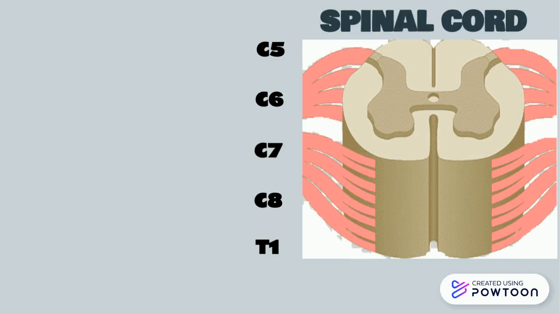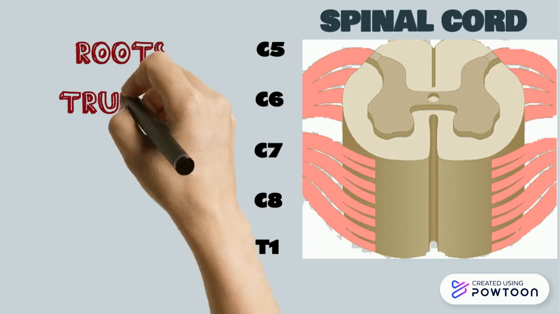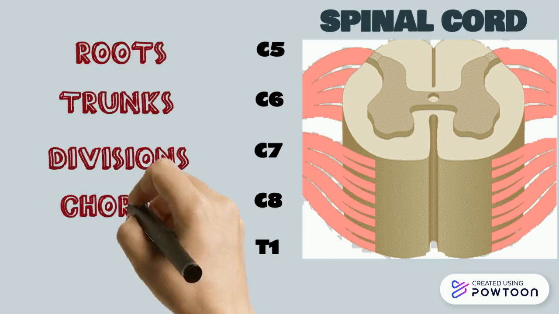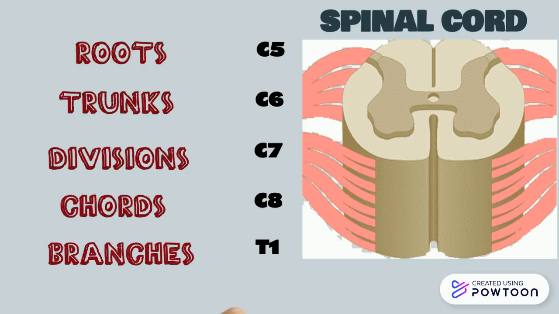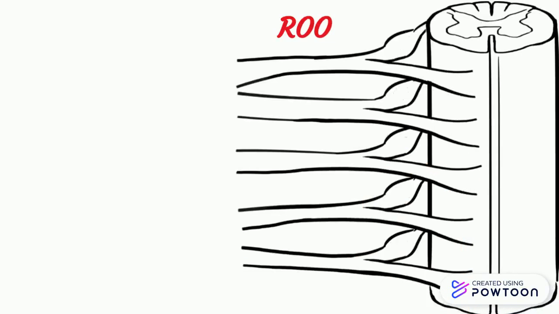Fibers from these spinal segments mix together and then segregate as they form first roots, trunks, divisions, then cords and finally terminal branches. Let's look at how these different parts of the brachial plexus are formed. Ventral rami from C5 to T1 form the roots. More distally the roots form the trunks.